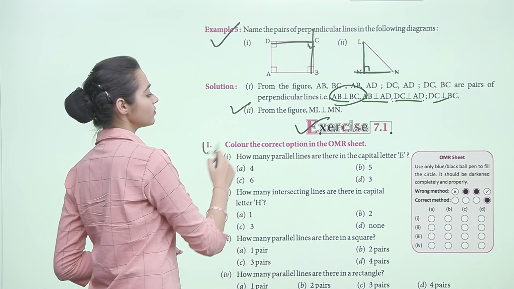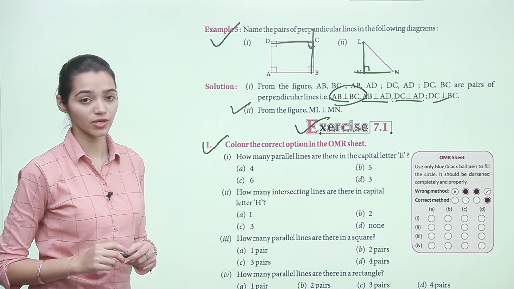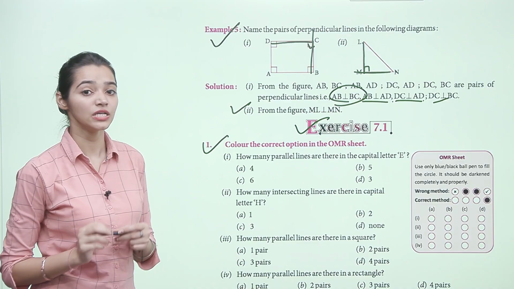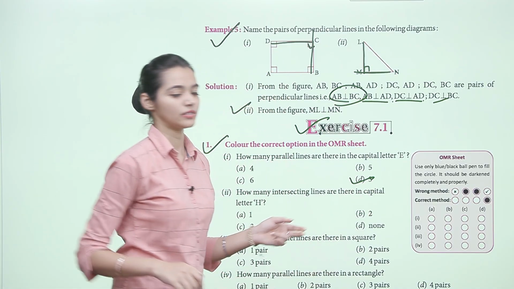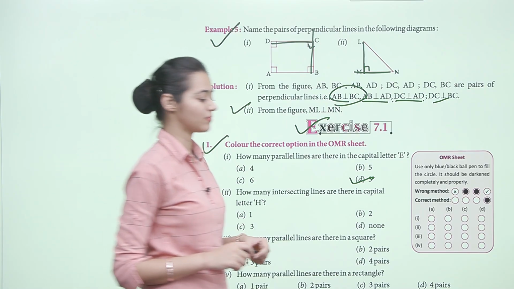Start with exercise 7.1. In the first part, we have to choose the correct option in the OMR sheet. How many parallel lines are there in the letter E? 3. That's how you can complete the remaining part.